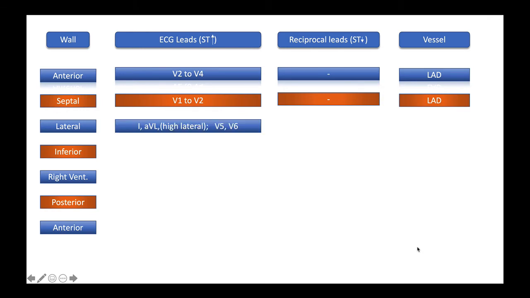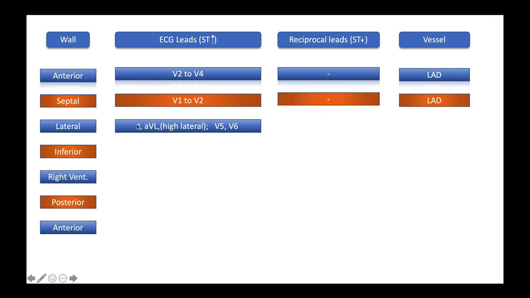In lateral wall infarction, we come to the conclusion if we see ST elevation in 1, aVL, V5 and V6. If you see isolated ST elevation in 1 and aVL, it's sometimes called a high lateral infarction, and this might be due to the diagonal branches of the left anterior descending artery.